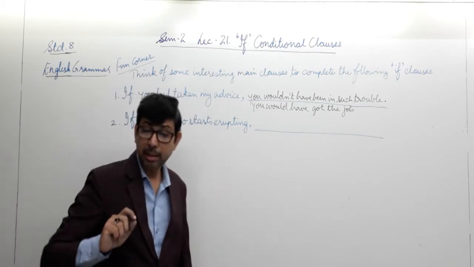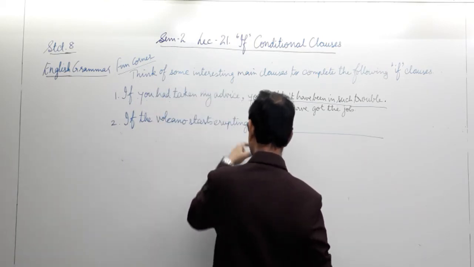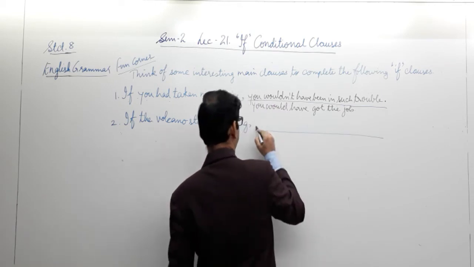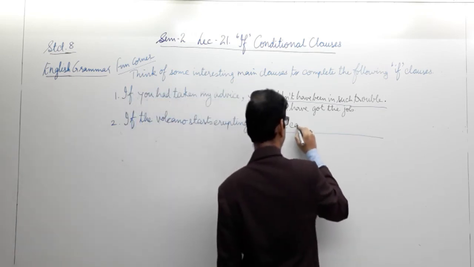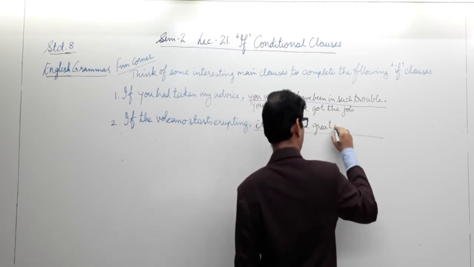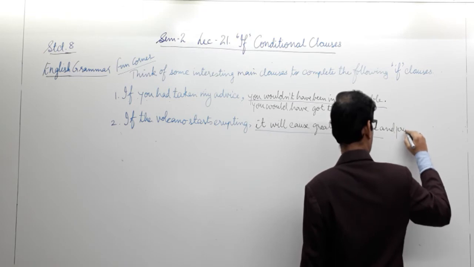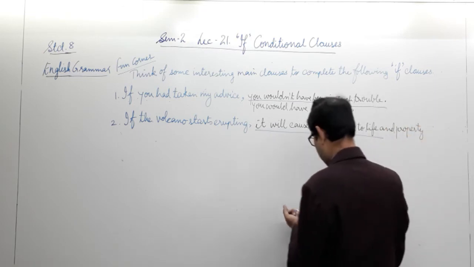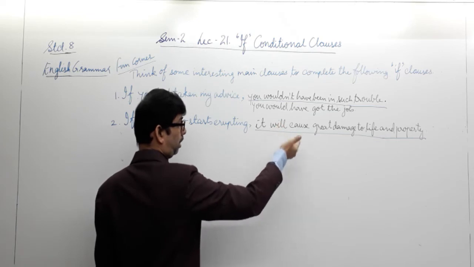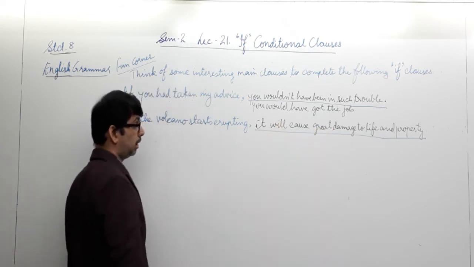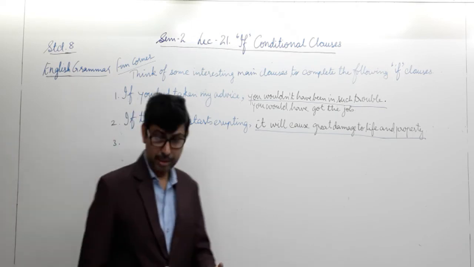So let me give you an answer for this. You can have an answer of your choice. If the volcano starts erupting, it will cause great damage to life and property. So we have used the pattern accordingly: if plus simple present plus will or will not, whatever is required in the sentence, followed by the other words in the sentence. So it will cause damage to life and property. This was type 1 that we have used in the second sentence to complete it.